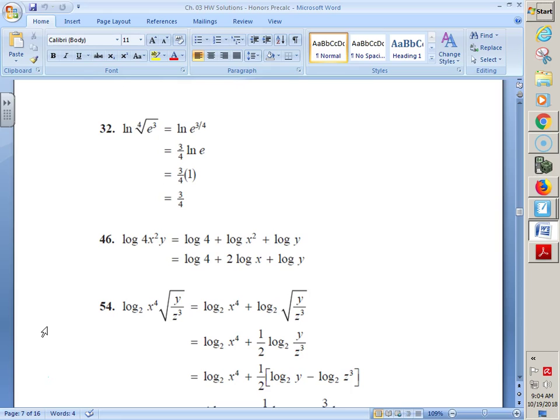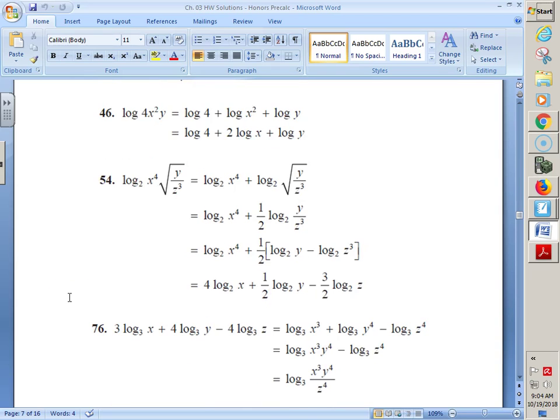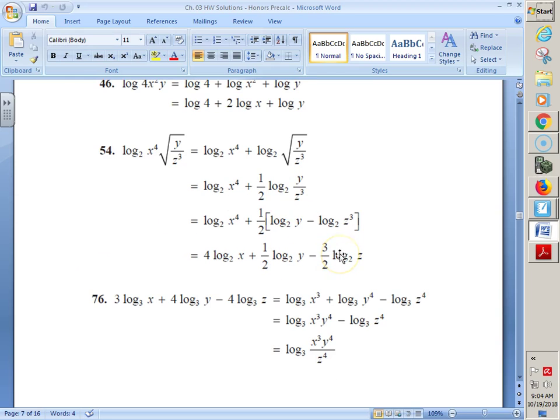It's e to the 3/4 power. Ln of e undoes. 46, you're expanding. 54, you're expanding. 76, you're condensing. Let me give you a second. 46, you're expanding. 54, you're expanding. Thank you. 76, you're condensing.